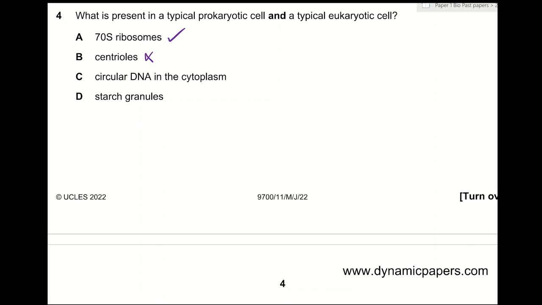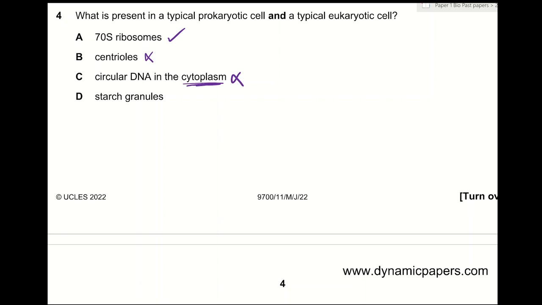For C, circular DNA in the cytoplasm. Because here it's specified in the cytoplasm, this is not present in eukaryotic cells. In eukaryotic cells, the circular DNA is inside the chloroplasts and the mitochondria. It's not inside the cytoplasm. In the cytoplasm, we have the normal linear DNA inside the nucleus.